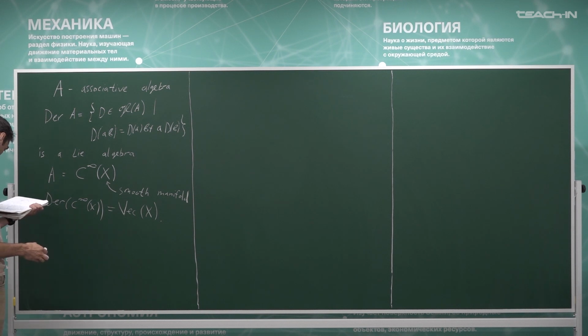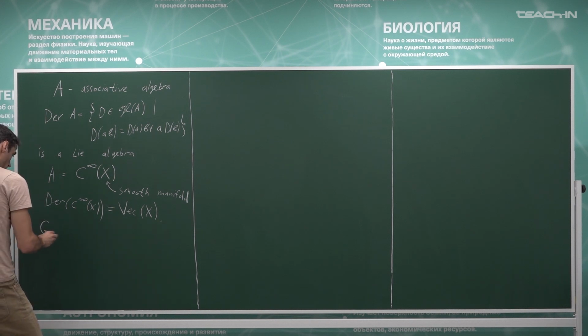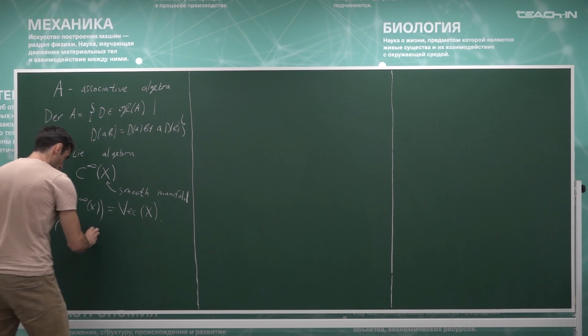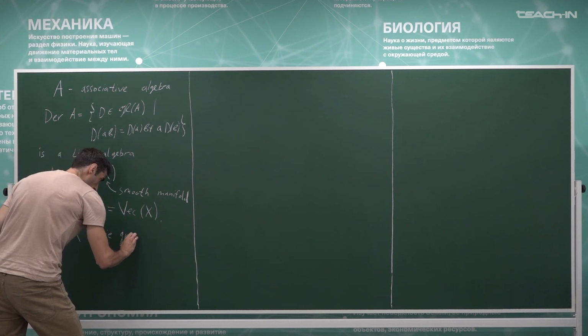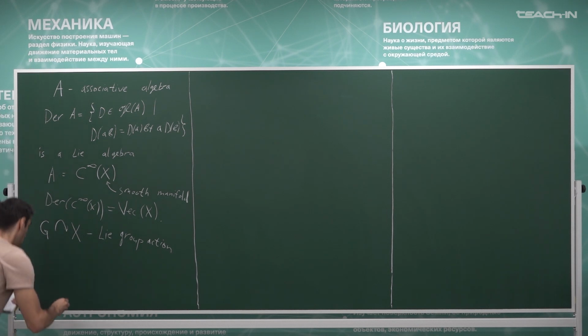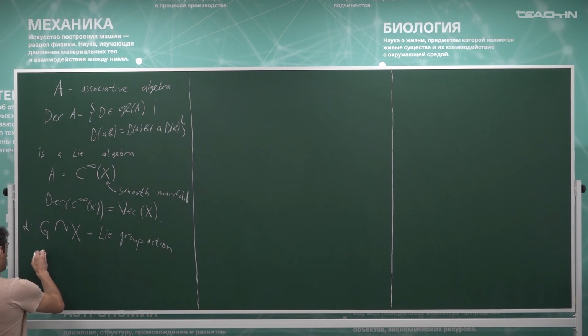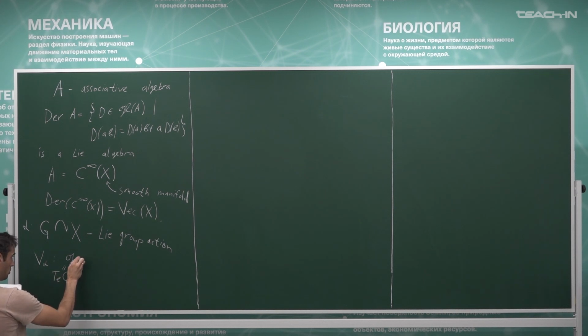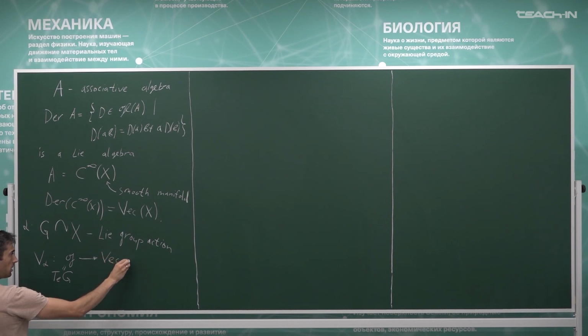So for the first half of this lecture, we will be interested in this Lie algebra because of the following construction. Suppose that now you have a Lie group G, and it acts on a smooth manifold X. So this is a Lie group action, some action that we denote as alpha. And consider the following map, which we call V alpha. This is a map from the tangent Lie algebra of the group G to vector fields on X. And it is defined as follows.